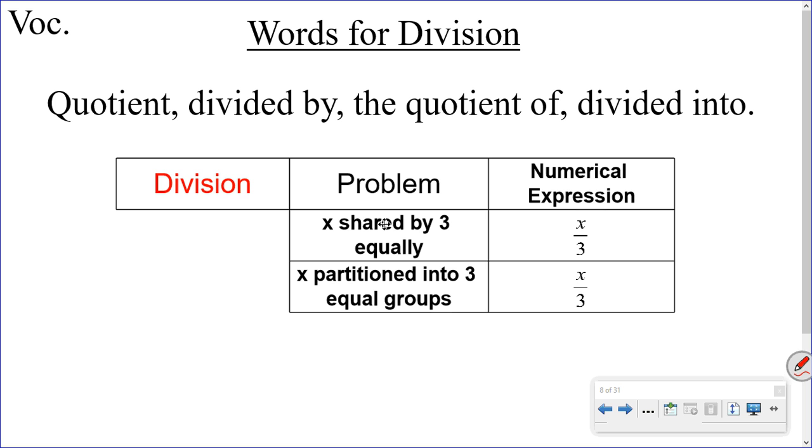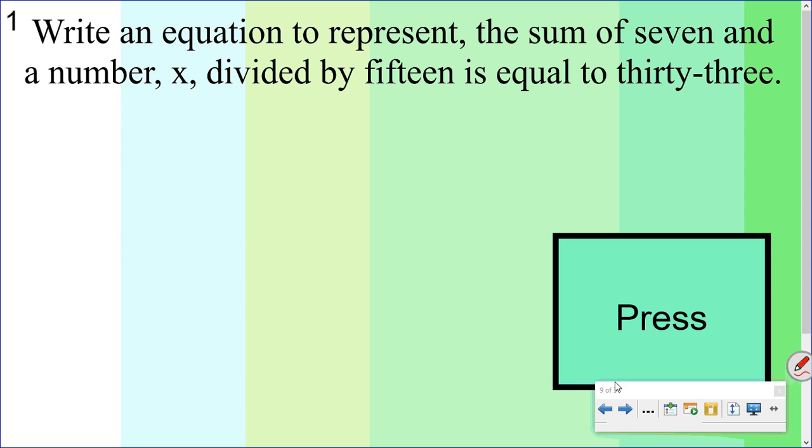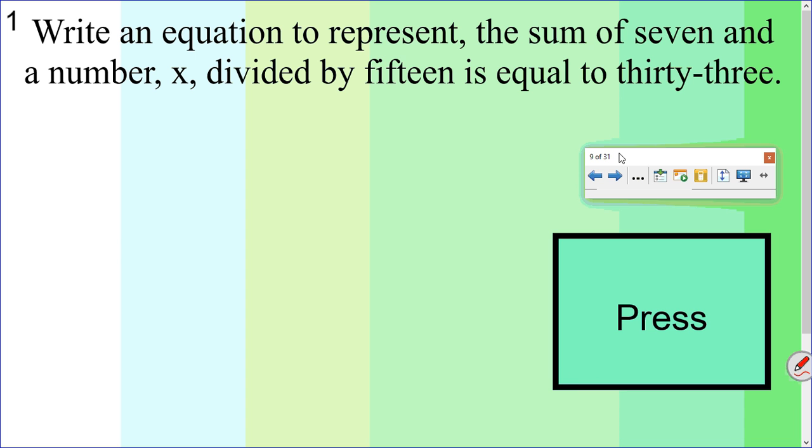X shared by 3 equally, so x is being divided up by 3. The numerical expression has x as the numerator, 3 as the denominator. I know you're accustomed to seeing the old-fashioned division sign, but in secondary math, we more so write fractions, because the fraction bar means division. X partitioned into 3 equal groups, so you're partitioning or cutting up or dividing up x into 3 parts, so x divided by 3. So here's our first problem, so let's get into it.